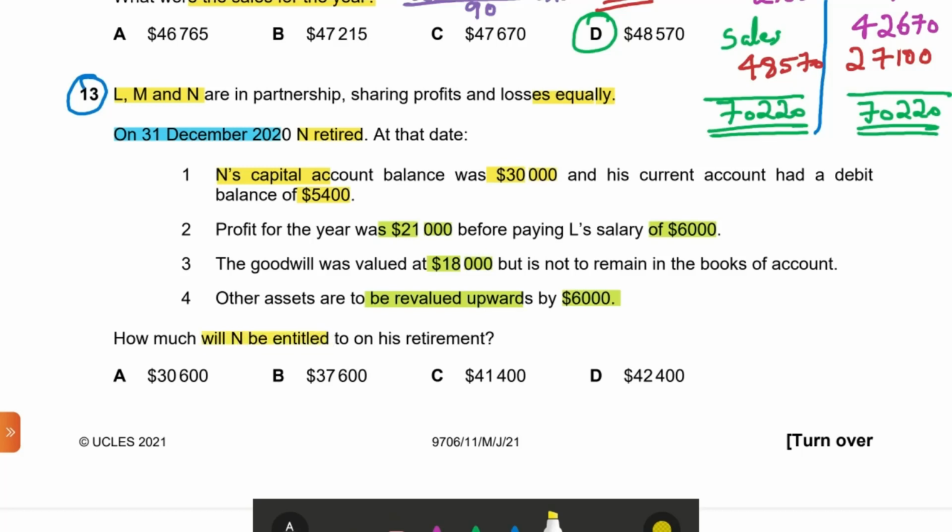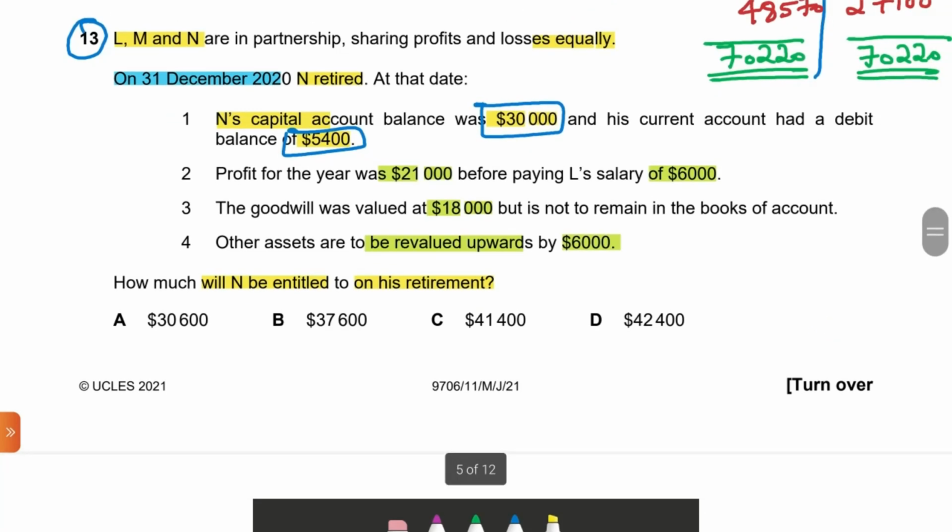N, how much he will get on his retirement? The question is, we have to find the total amount of N. First we calculate the total capital of N, 30,000, and debit balance 5,400. So we can calculate the amount of N.